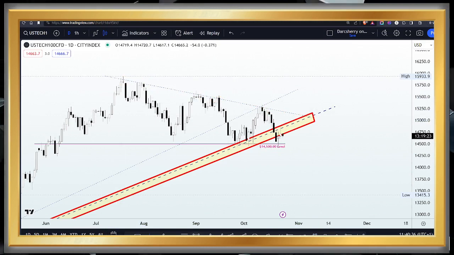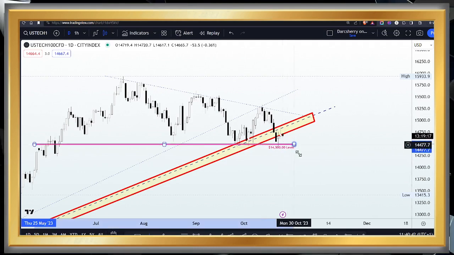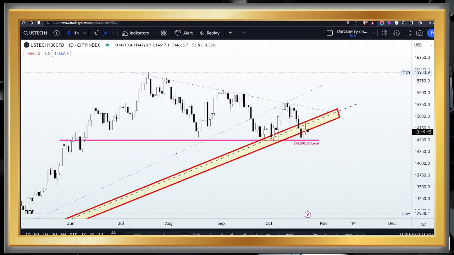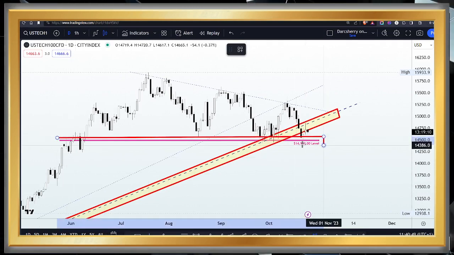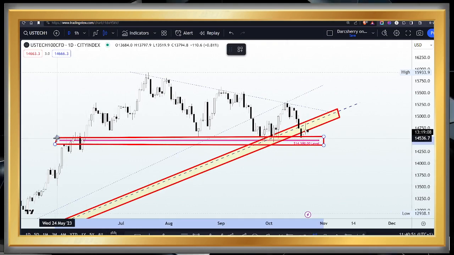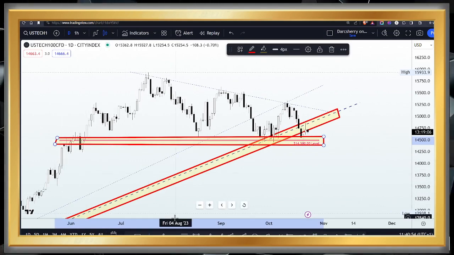Now there is a barrier here which has been negating the sellers' attempt in this market, especially in the last 3 to 4 months, and that is our key level situated at the 14,500. Now this is the key level I was showing you on the 1 hour time frame, which we agreed at the beginning of the week that it is going to be playing a major role in determining the direction of price action.